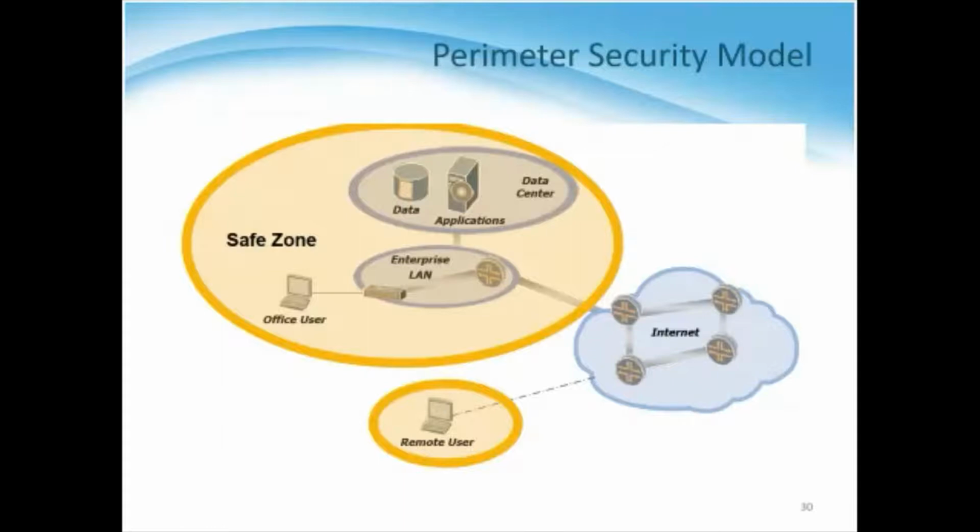So that will protect your data from unauthorized user access. This is called the perimeter security model. So protecting your enterprise LANs, that is what we used to call a safe zone. The internet is not safe, and the enterprise LAN is safe. That's why we used to say it is a safe zone.